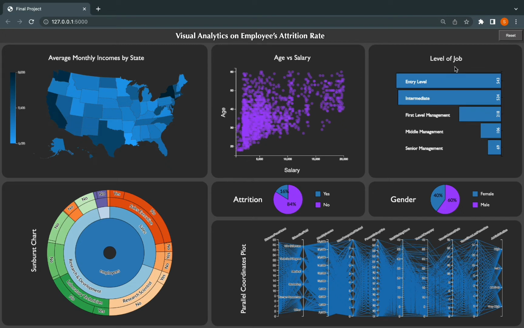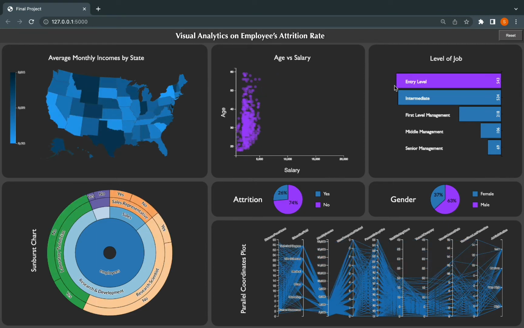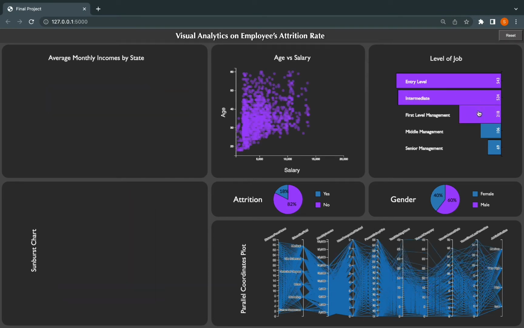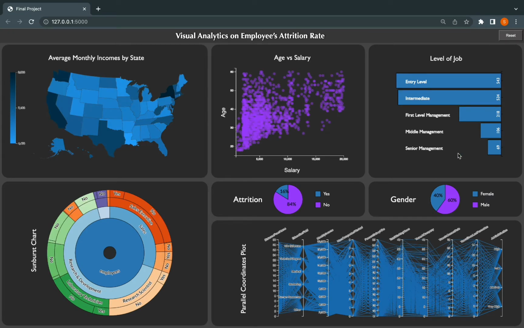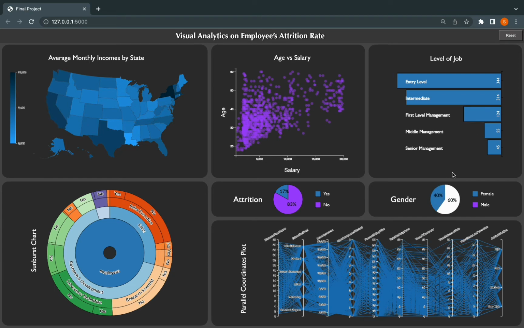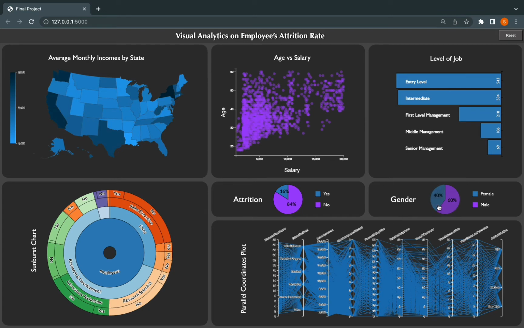And for the level of job, we have represented a bar chart. There are 5 levels of job in our data set. So if we click on entry level, the data is filtered only for the entry level employees, and we can multi-select. We can deselect this as well by clicking on it again. It represents male to female ratio in the company. You can select on it to see the behavior of that gender, and you can analyze. You can deselect it by clicking on it again.